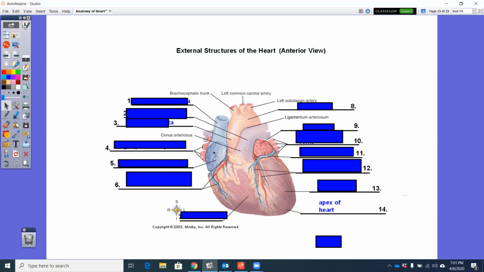So we're going to start with the right atrium. It's a good starting point. It's kind of how my brain works. So that's how I look at the heart. I always start with the right atrium and work my way around.